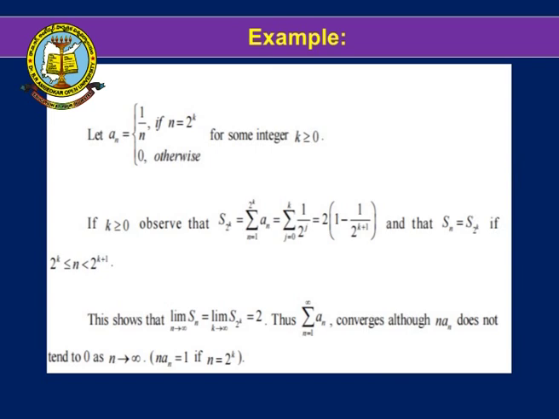Therefore, whenever it satisfies theorem 1, we conclude that sigma n equal to 1 to infinity a_n is convergent. So n a_n does not tend to 0 as n tends to infinity, whenever n equals 2 power k, n a_n equals 1. Otherwise it is 0. Whenever k is greater than or equal to 0, then we can say n equals 2 power k, then 1 by n is convergent, and whenever it is 0, it appears that n a_n equals 1 as n tends to infinity.